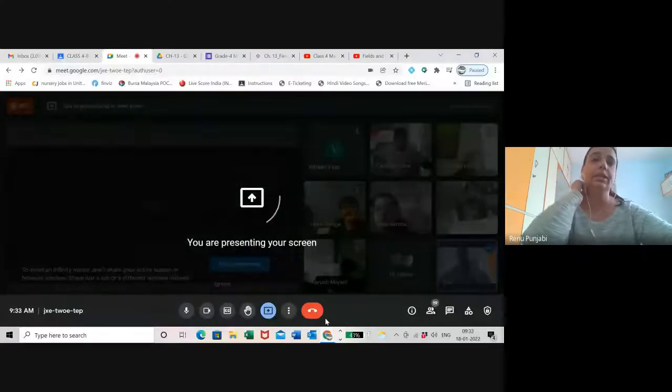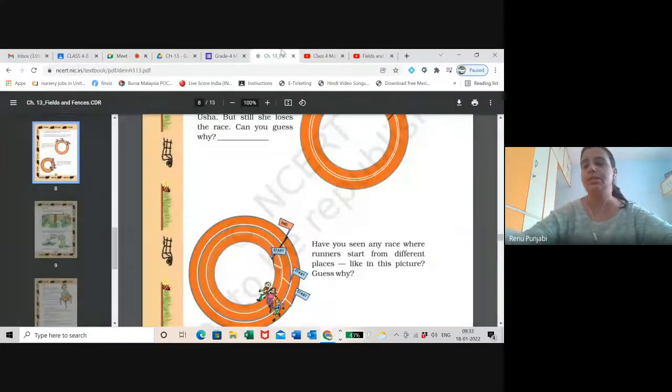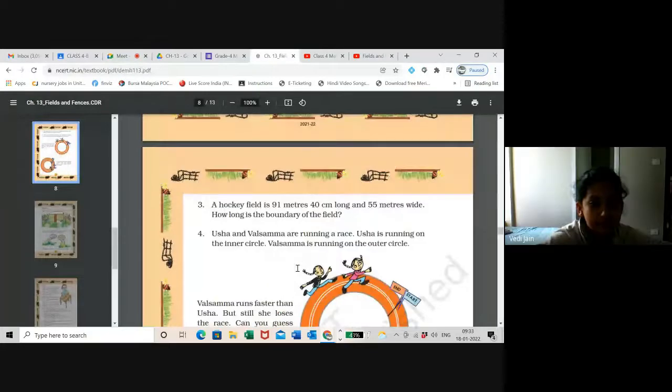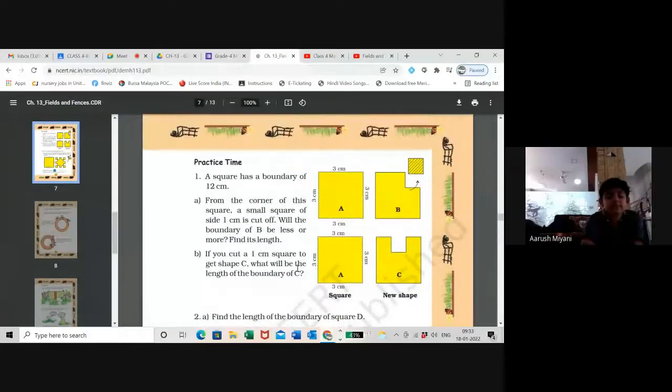Still students are joining Pragyan late in the class, 2 minutes late. Be ready with the textbook page number 155, everyone. I'm going to present my screen. Just let me know whether the screen is visible to you all or not. Yes, ma'am. This is page number 155.